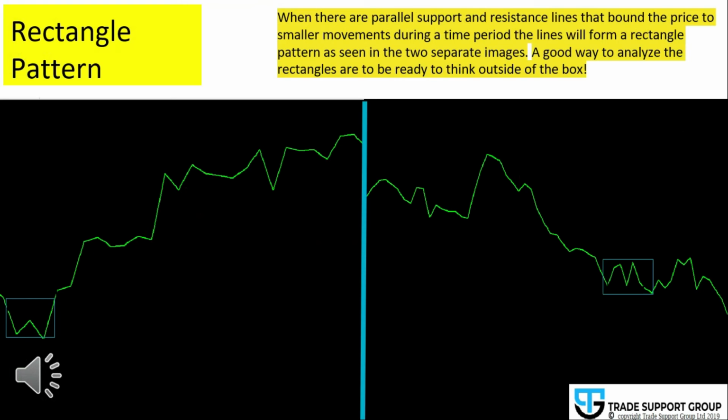A rectangle pattern exhibits a period of consolidation where neither the bears nor the bulls take over that particular instrument. The pattern is easily identifiable by two comparable highs and two comparable lows. The highs and lows can be connected to form two parallel lines that make up the top and bottom of a rectangle.